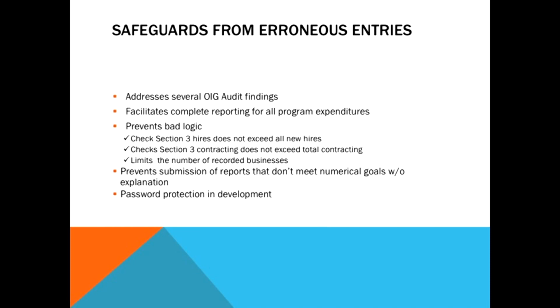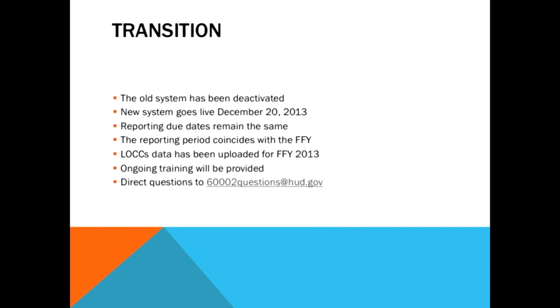Users will be properly notified of the change in advance. The old system has been deactivated. The new system is available now. You can access the new system from a link posted on the Section 3 webpage at www.hud.gov/Section 3.